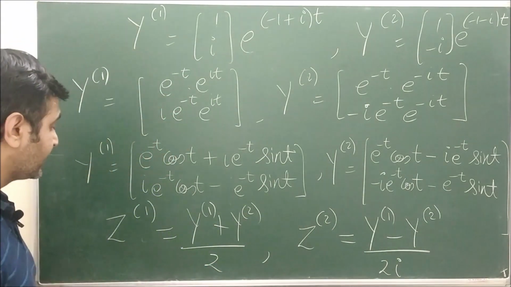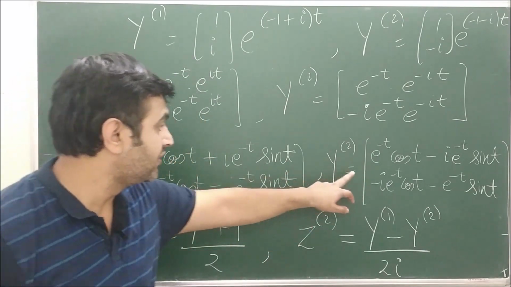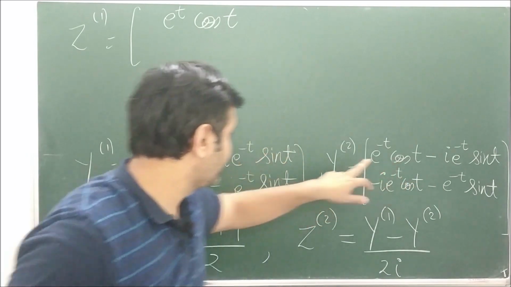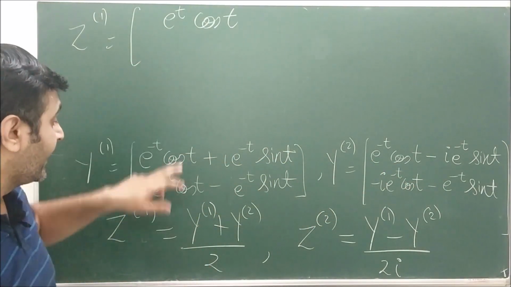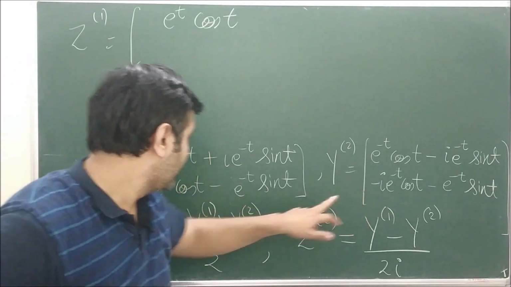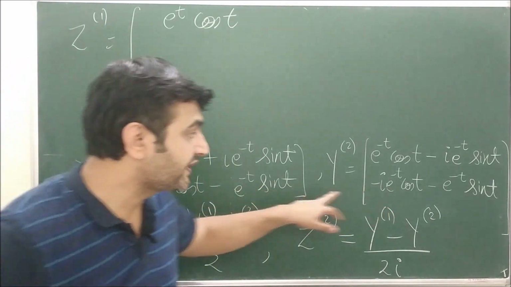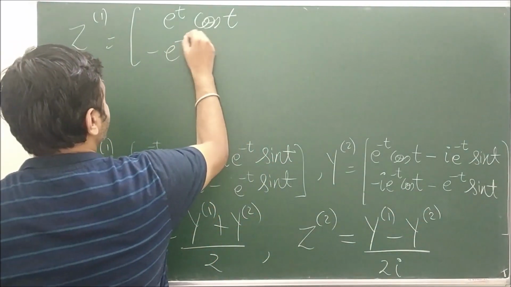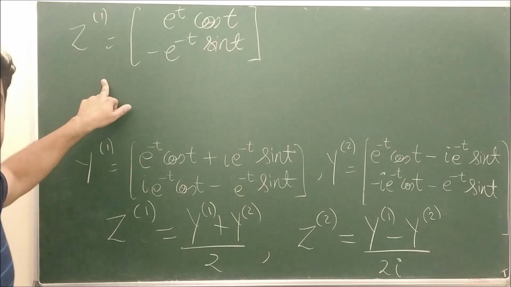So what will be now my z1? y1 plus y2, you divide by 2. So if I add them, e raised to t cos t will be the first thing, because this will get cancelled and this plus this is 2 times, but I am dividing by 2, so therefore e raised to t cos t. And now if you again add these two things, my i e raised to minus t and this will cancel away, and this is 2 times, but again that 2 will get cancelled away, so I have minus e raised to minus t sin t. So this is my one solution.